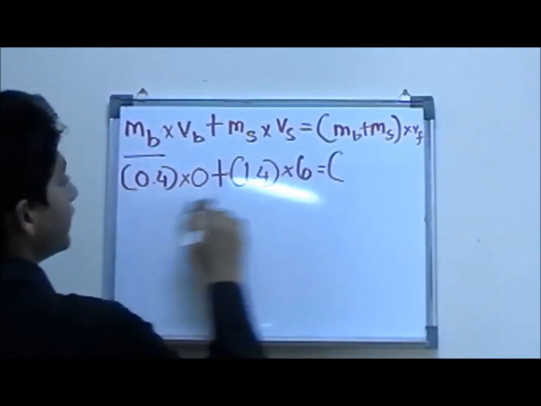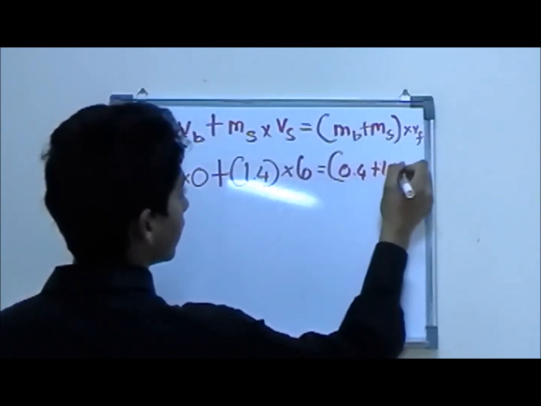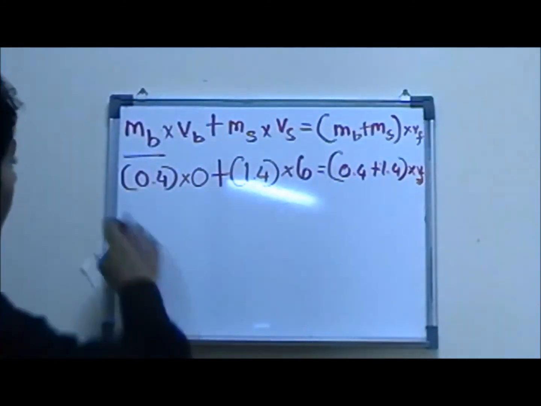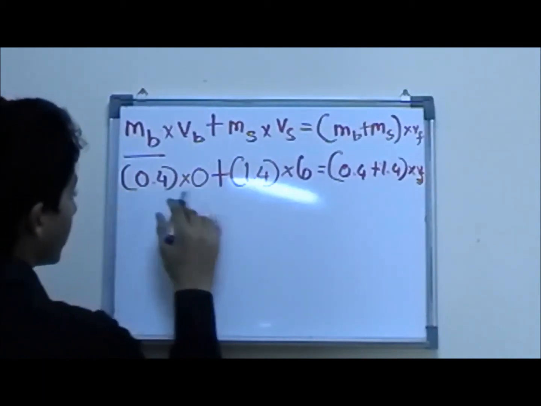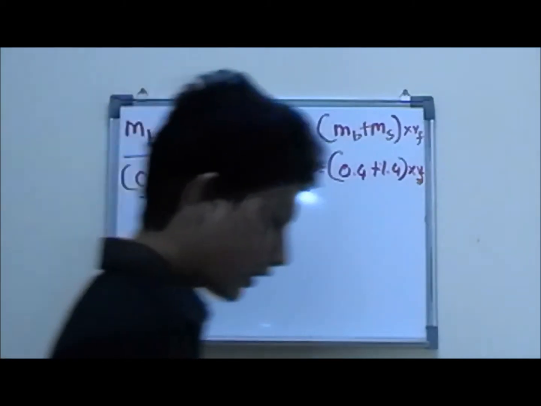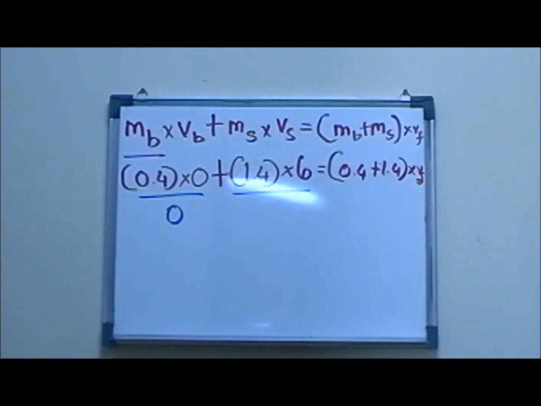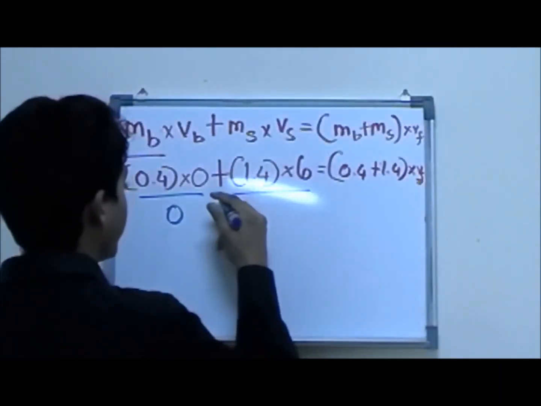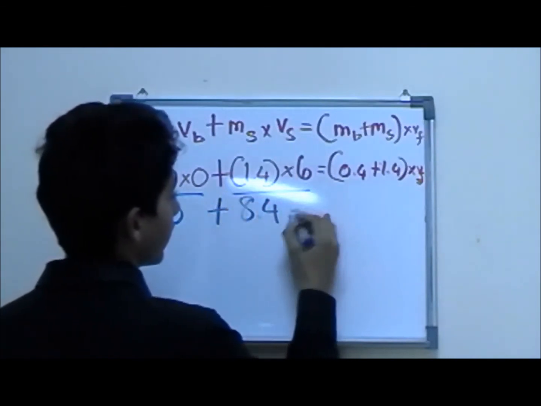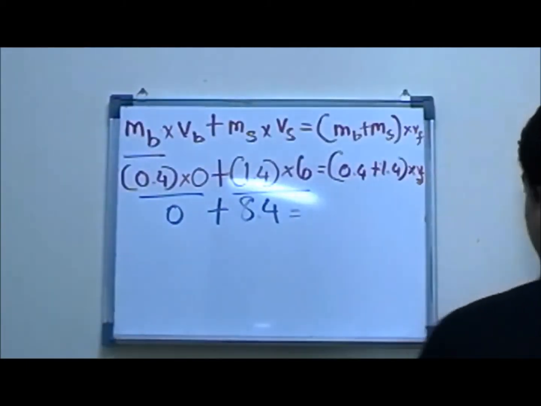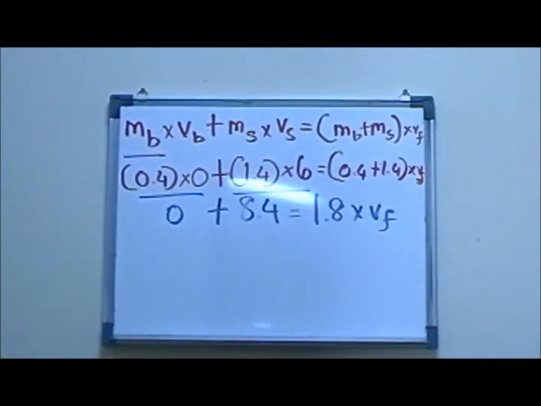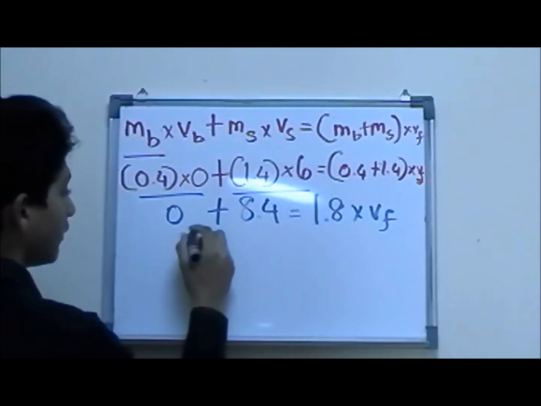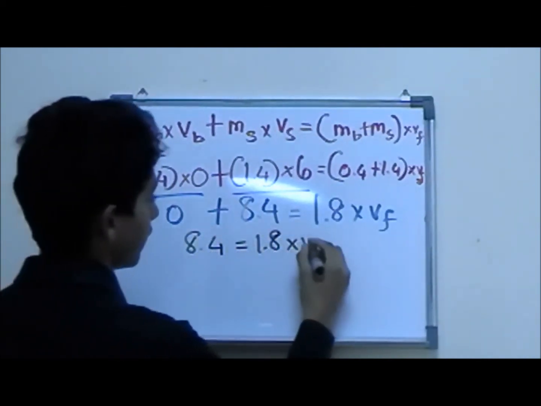Now what we do over here is add 0.4 plus 1.4, and their final velocity, which we are trying to find out. This is easy over here because any number multiplied by 0 is 0 as well. Now what is 1.4 times 6? Well, if you do that in a calculator, 1.4 times 6, you would get 8.4. Remember the plus sign in the middle. Now it's equal to 0.4 plus 1.4, which is 1.8, times their final velocity, which we don't know. Now you add over here, 8.4 plus 0 is 8.4, which is equal to 1.8 times the final velocity.